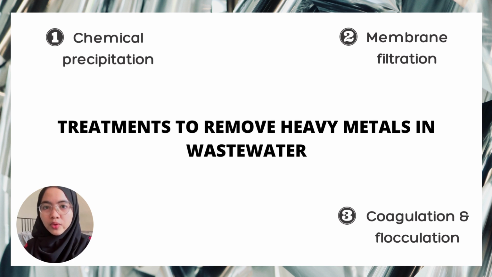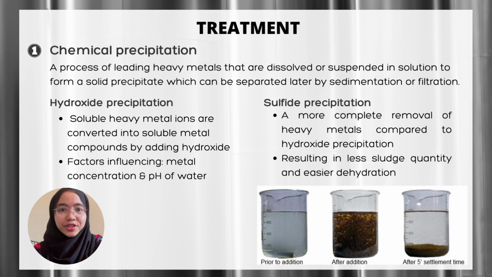However, in this video, I will be explaining about 3 types of treatment that can be used, which are chemical precipitation, membrane filtration, and also coagulation and flocculation. Let's go to the first one, which is chemical precipitation. Chemical precipitation is a process of leading heavy metals that are dissolved or suspended in a solution to form a solid precipitate, which can later be separated by sedimentation or filtration. There are 2 types of chemical precipitation that are usually conducted, which are hydroxide precipitation and sulfide precipitation.